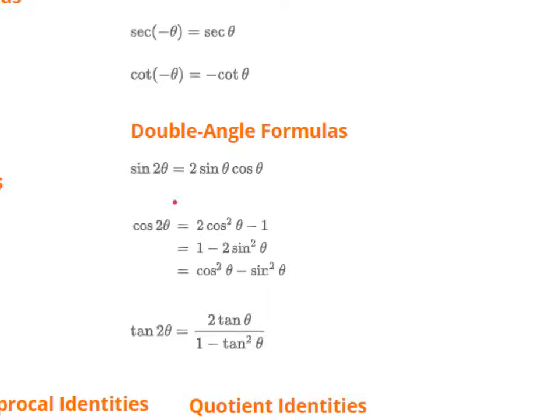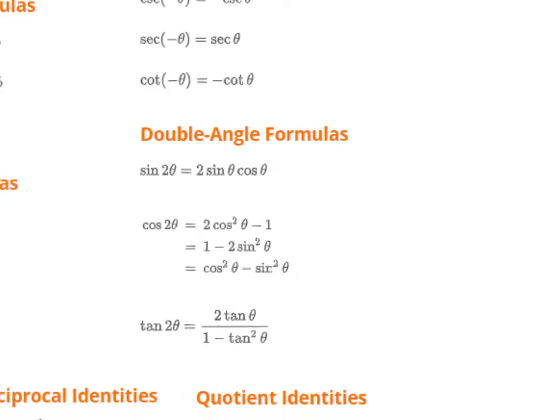This cosine 2 theta, this double angle for cosine theta, can be used for multiple reasons. You are going to see something like, oh, they want you to take the derivative of, or antiderivative of, this 2 cosine squared theta minus 1, and it's a lot easier to take the derivative or antiderivative of cosine of 2 theta. So you're going to go back and forth between these forms. There's also a double angle for tangent of theta, and it's there.